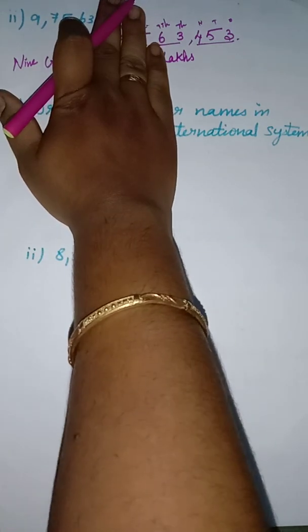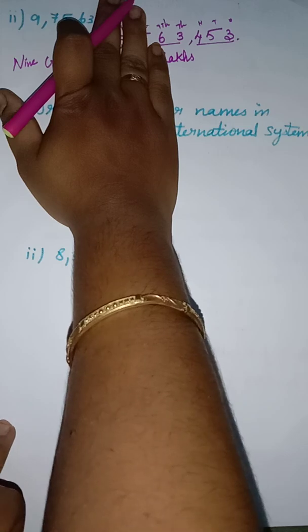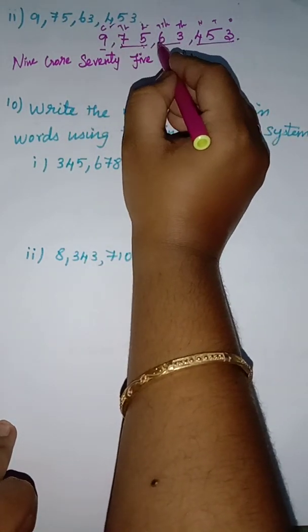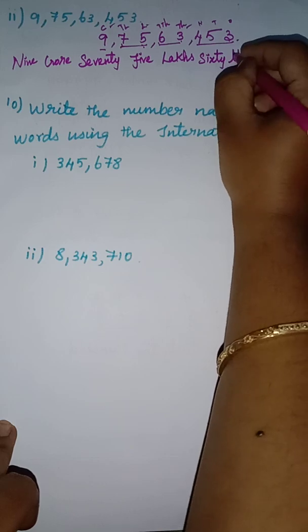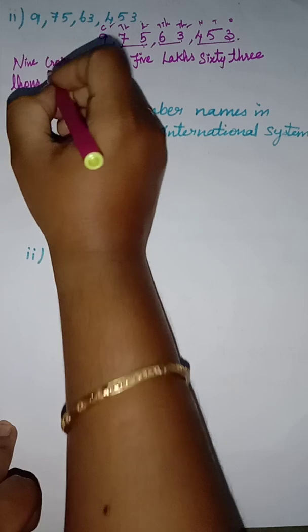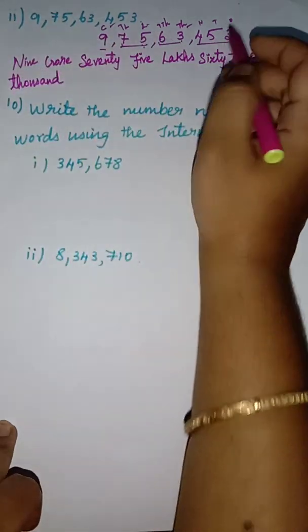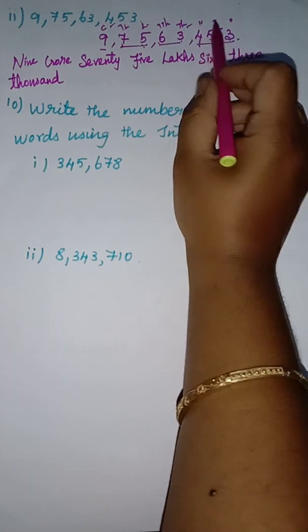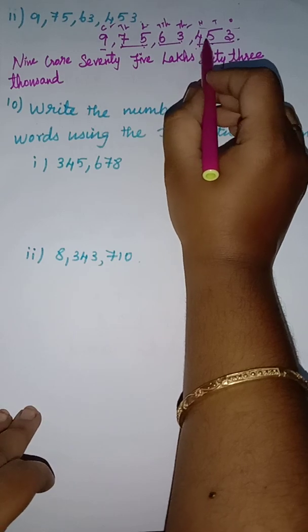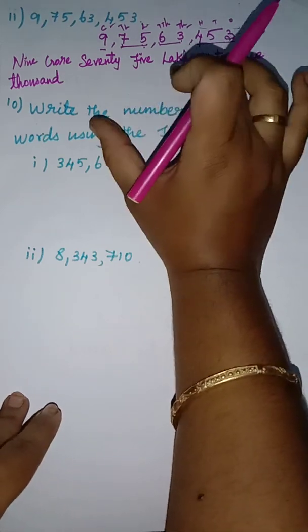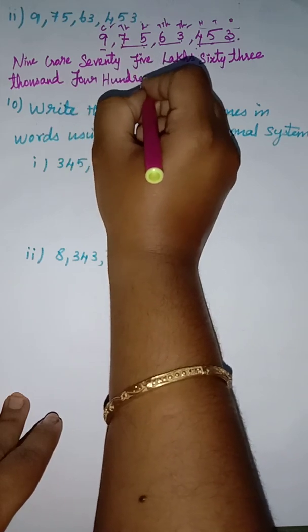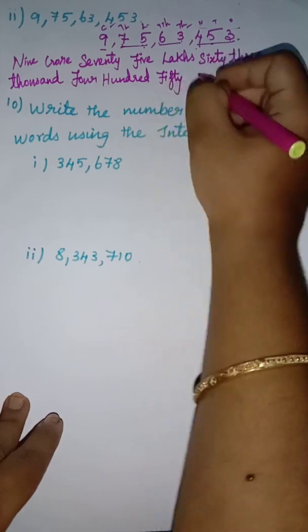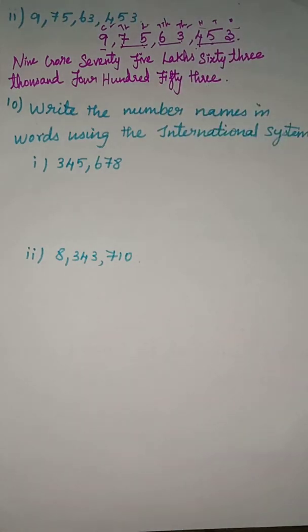Then 75 is complete. The next number is 63, so 63,000. Then the remaining 453. Just read the number. You don't look at the place value. First you read the number, that is 453. That's all. The last number should be written as it is, 453. Okay, clear? So this is the sum that we did in the Indian system.